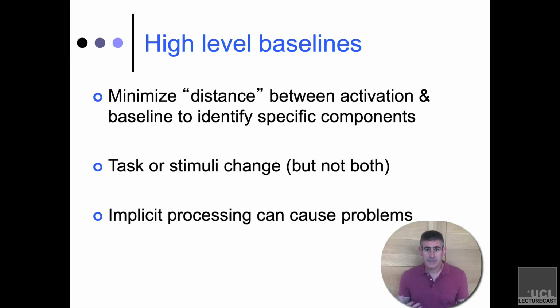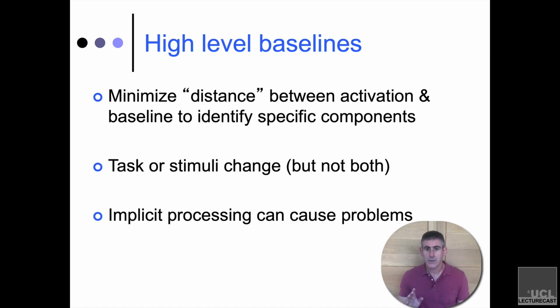So the alternative are these kind of high-level baselines, and that is where you want to minimize the difference between the activation and the baseline conditions and try to restrict it specifically to the process of interest, right? And the way you do this is you can either do a task change or you can do a stimulus change, but not both, okay? And I'll take you through the logic of that.